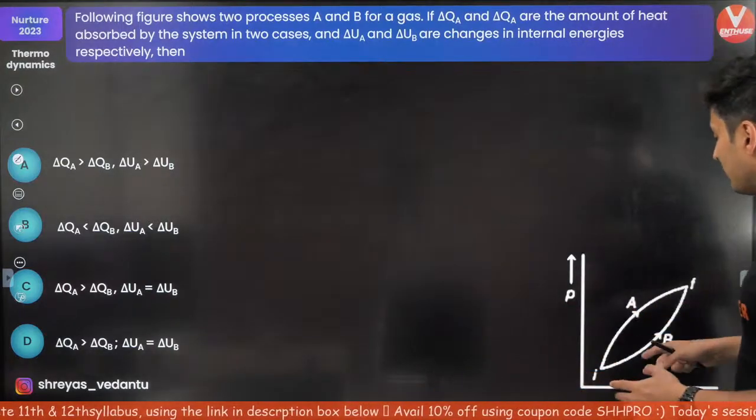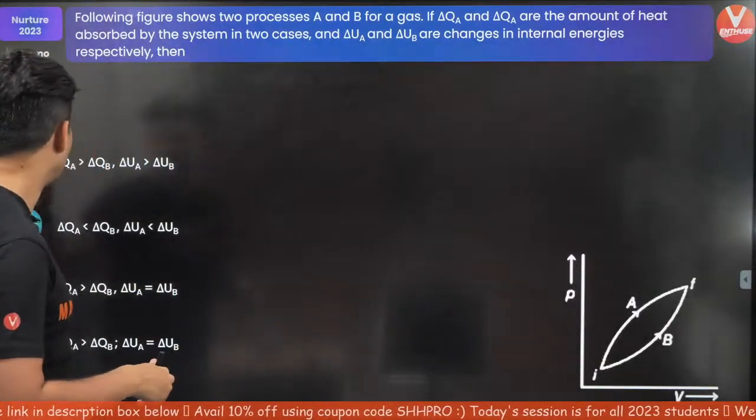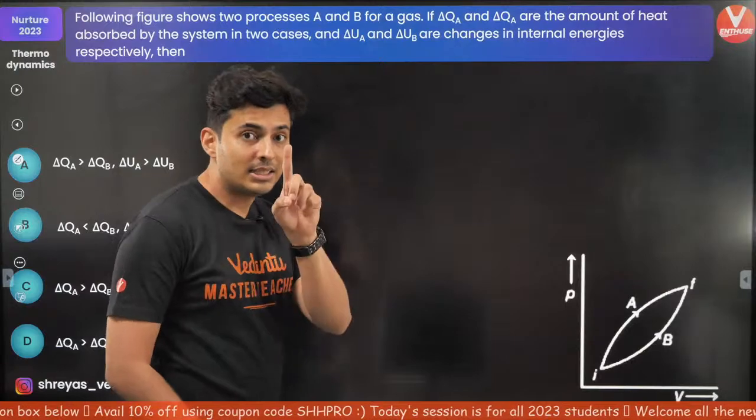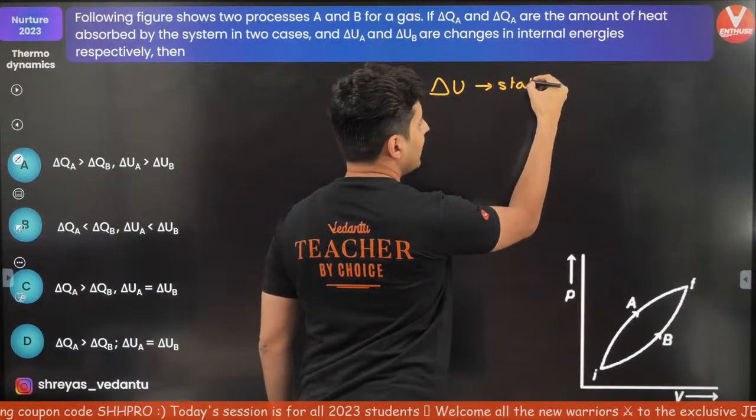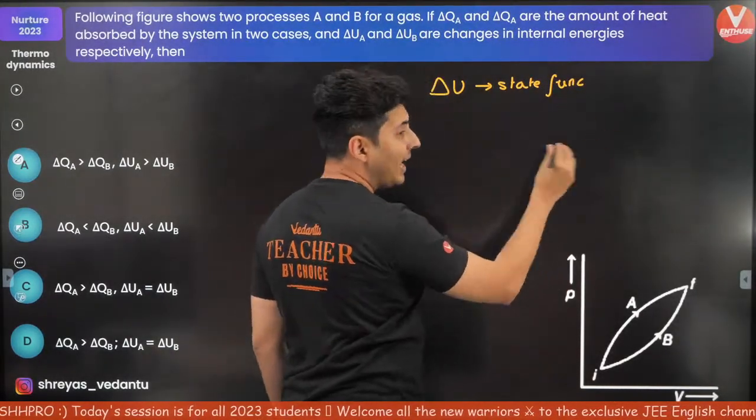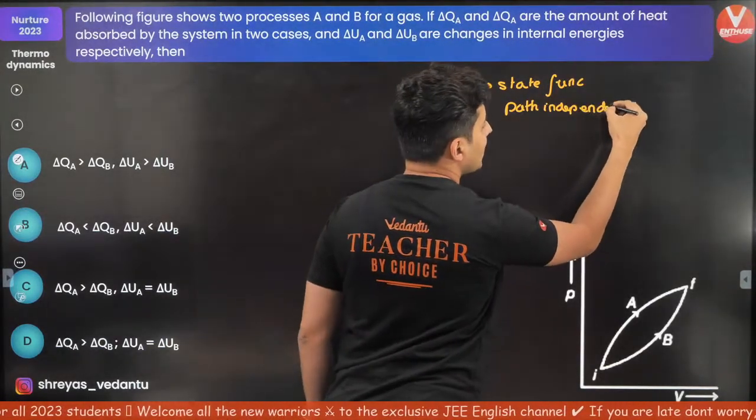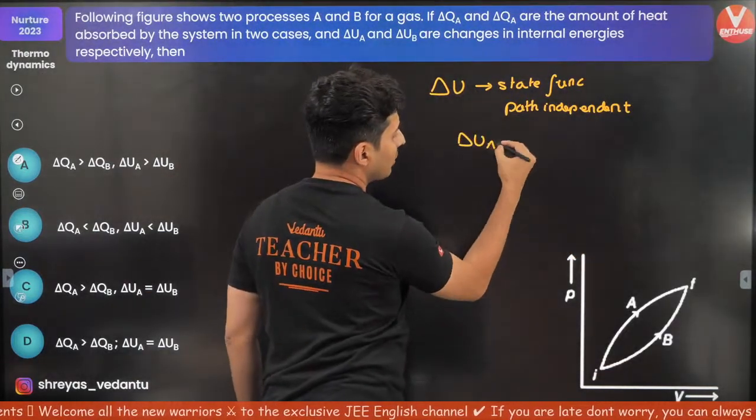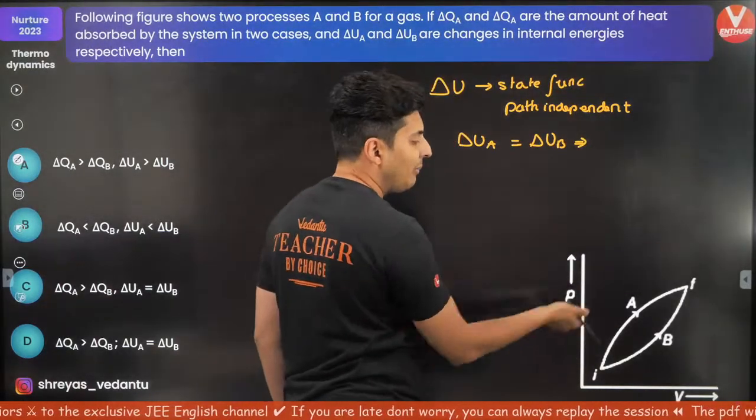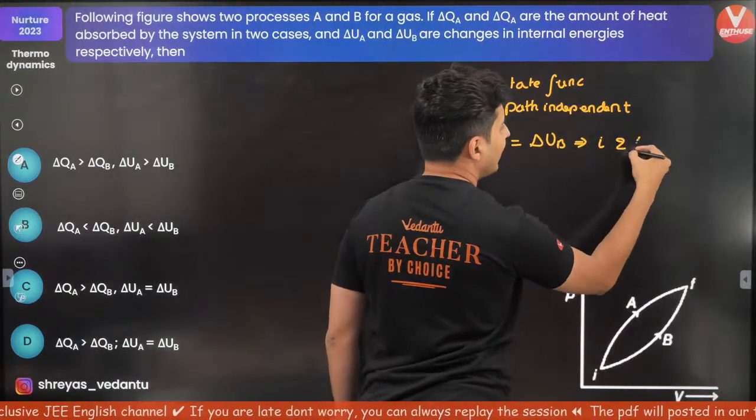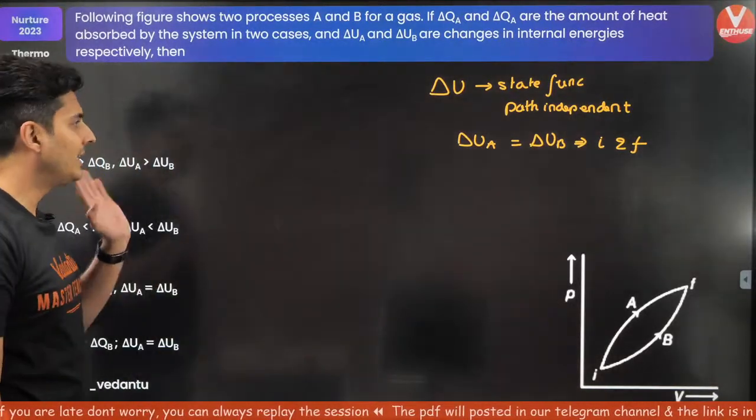And think carefully. This is initial, this is final state. How is it going to work? See, remember, delta U is a state function. I had mentioned this. Delta U is basically a state function. Path independent, right? That means, think about it, delta U for process A and delta U for process B should be same. Okay, the paths could be different, but the initial and final states for both the processes are the same. I hope this is clear. So delta U is same.